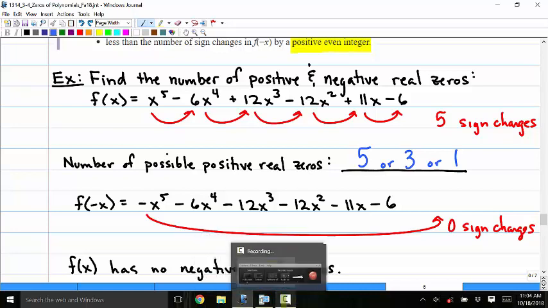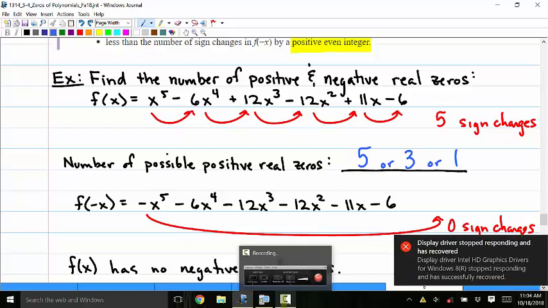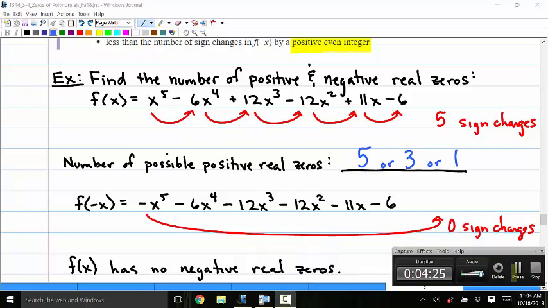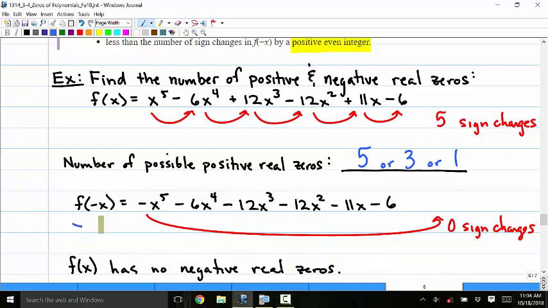Question? Can you go over that? So, what I understand is negative by every term, right? Is that what you're doing? Hold on just a sec. Question was, how did I get this? So I went up to the original polynomial and plugged in negative x. So that gave me negative x quantity to the 5th minus 6 negative x to the 4th, 12 negative x cubed, and so on. You see that?